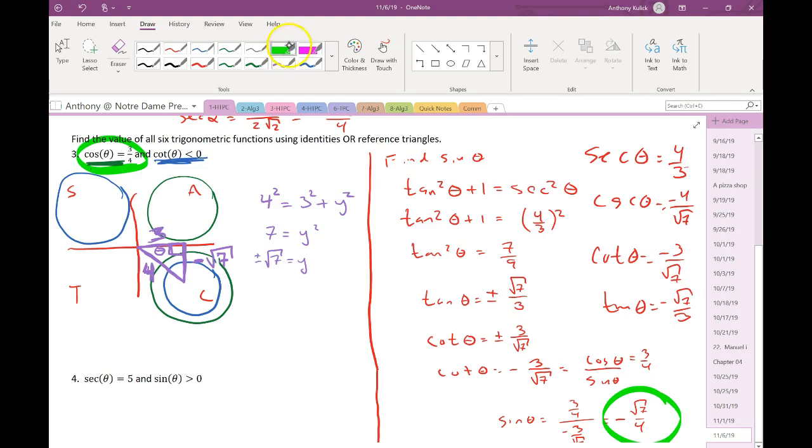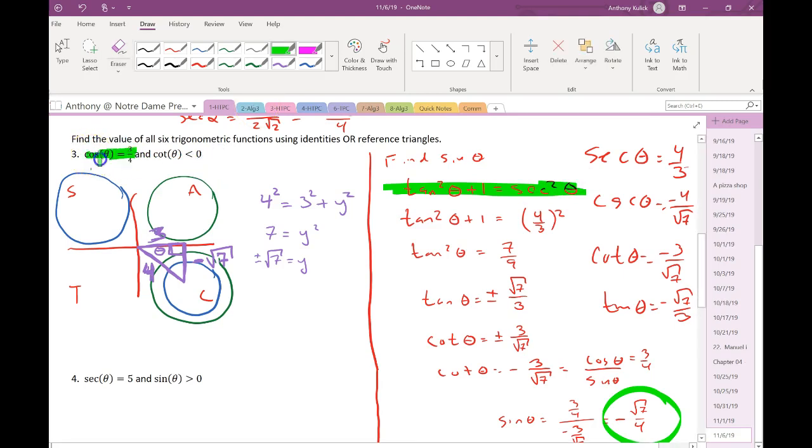So the reason I started with P2 or P3, so you can use multiple identities if you need to. The reason I use P3 is because it involves cosine because of the secant, and it involves tangent or cotangent because of the tangent, right? Yeah, that's basically what I looked for.